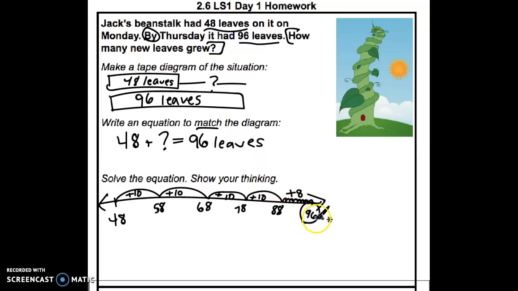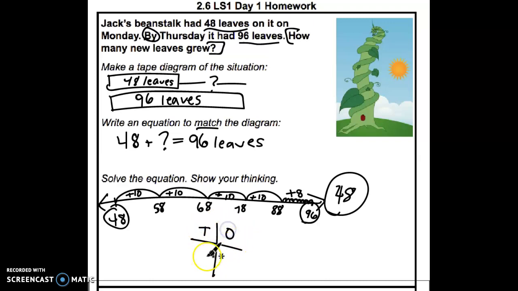So here's our 96 leaves on Thursday. Here's our 48 from Monday. So this is our unknown. Let's see how many jumps we made. 10, 20, 30, 40, 48. So let's just double check with base 10 blocks before we write that as our answer. We'll do 10s on this side, 1s on this side.